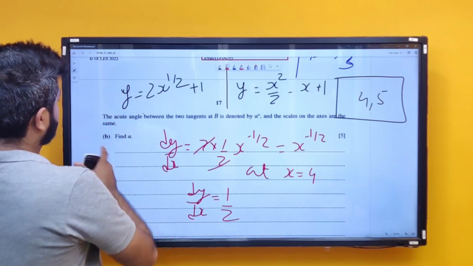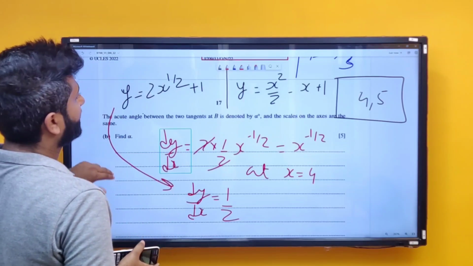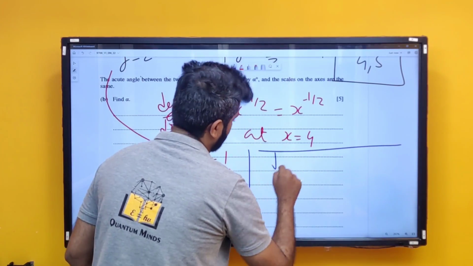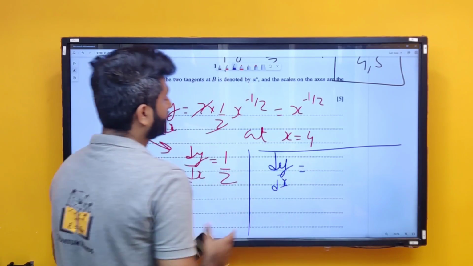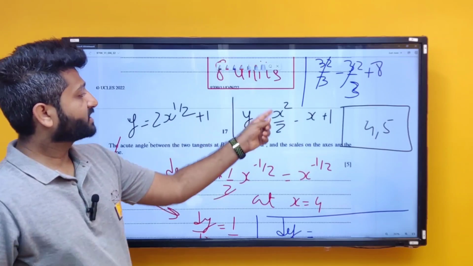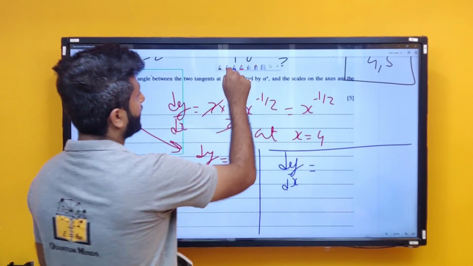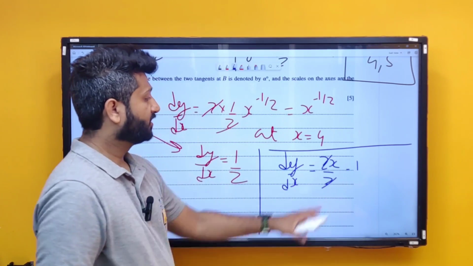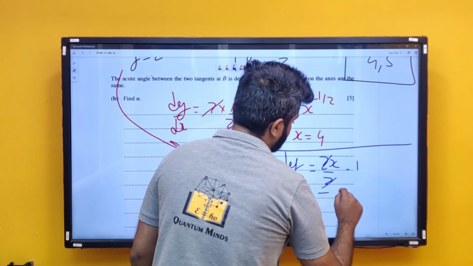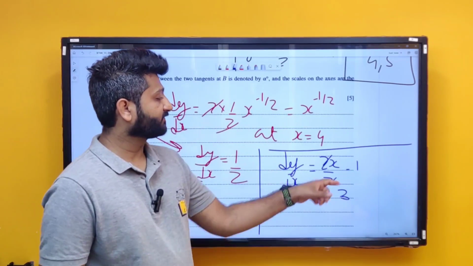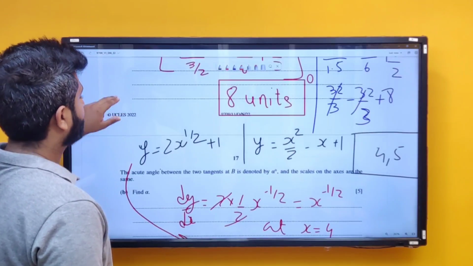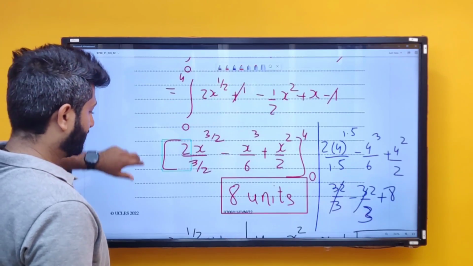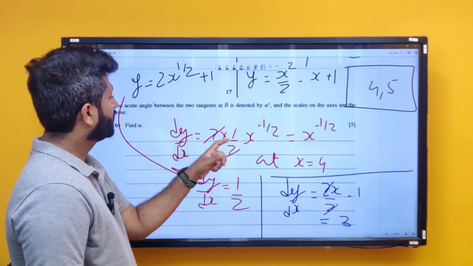This is for this equation. Now let us find the gradient for the second equation. Let me write it over here. dy by dx is equal to x square by 2, which is 2x by 2, minus 1. So x and x will get cancelled. 4 minus 1, which is 3. So the gradient dy by dx of this equation is 3. Still, let me check if I have made any mistake. The equation is 2x power half plus 1, and differentiation of that will give me 2 into half.